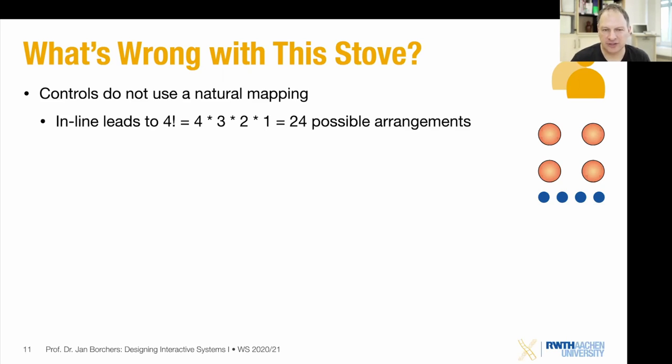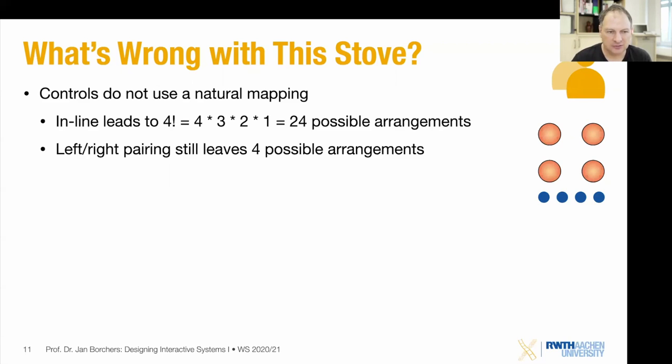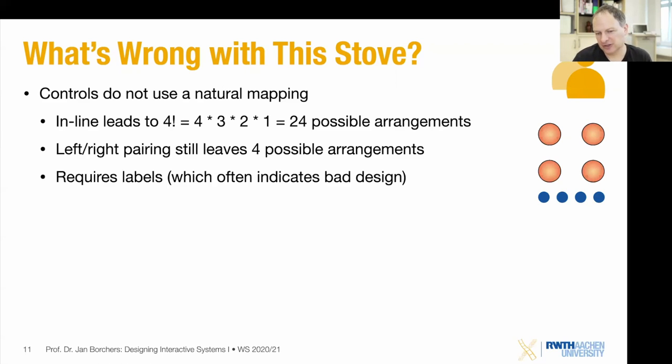Easy enough, right? The left can be 2 possible arrangements, the right can be 2 possible arrangements, and that gets multiplied with each other. So what that means is we do need labels, right? And that, as I said, indicates a bad design. Now your challenge is, how can we do a better job? What are better solutions?